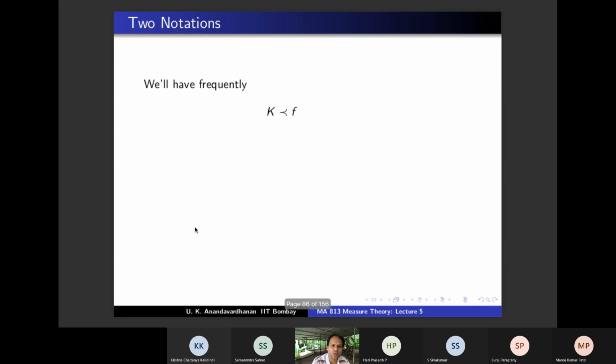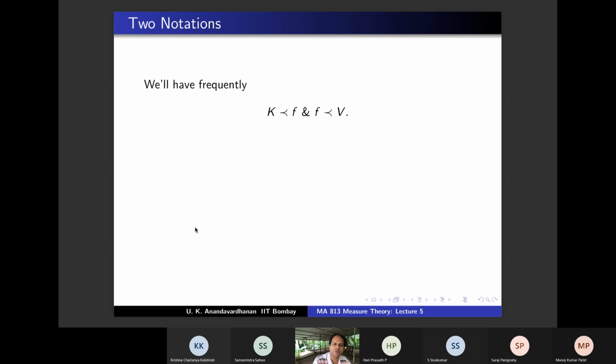We will frequently use two notations. What is K always, if I don't say anything? Compact set. Compact, and U, V, etc. are open sets. And you have this notation, the preceding symbol, written \prec. So let's say preceding: K precedes f, and you can have a notation of succeeds also, but we are going to do only K precedes f, and also f precedes V. V is open, K is compact.